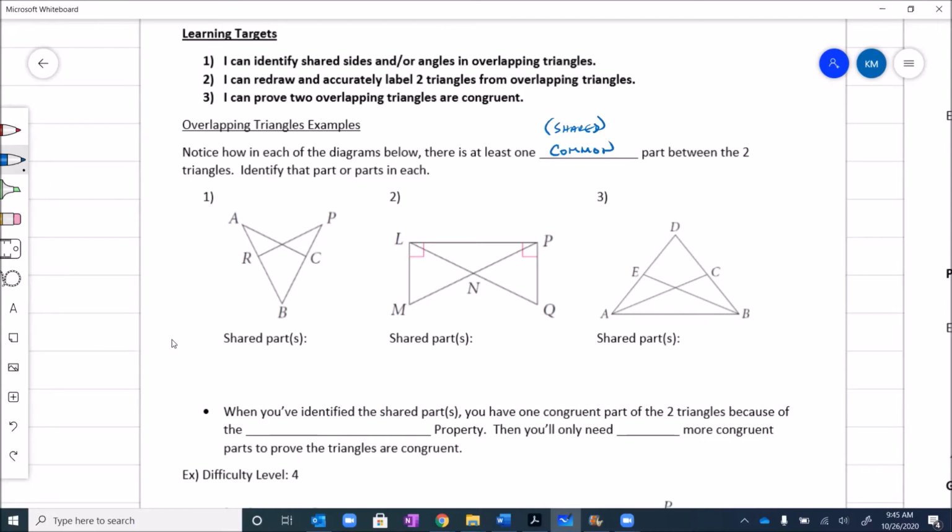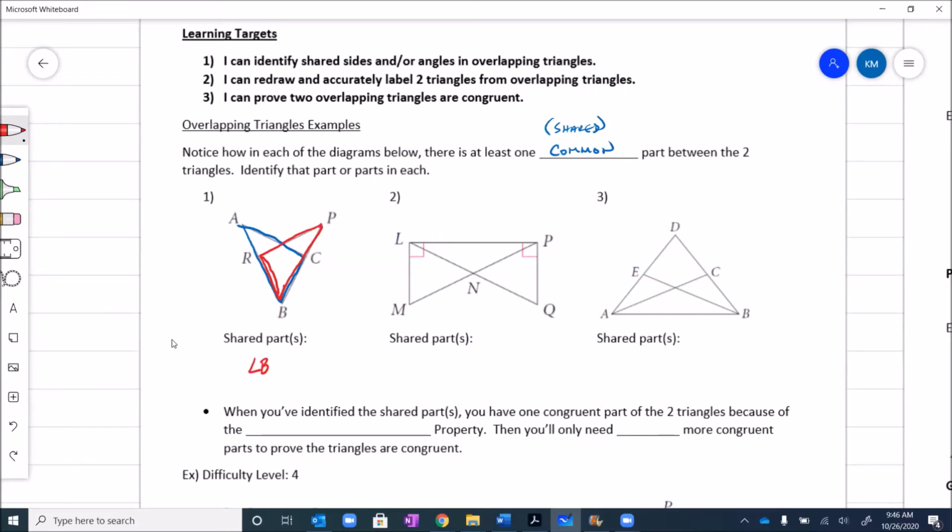Okay, and so as I look at triangle ABC and triangle PRB, all right. First thing I noticed is that, hey, we have this angle B. That angle B is in both of them. Okay, and it's going to be the same angle. Okay, it's going to be the same measurement either way. And so there is our shared part between these two triangles.